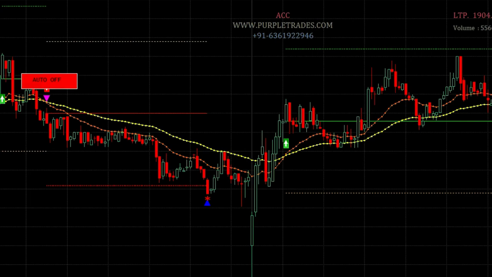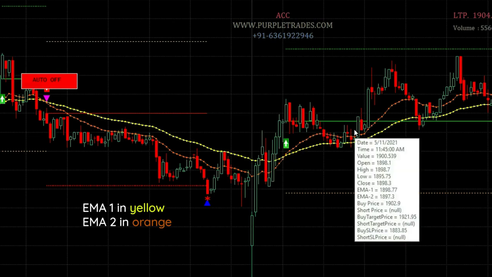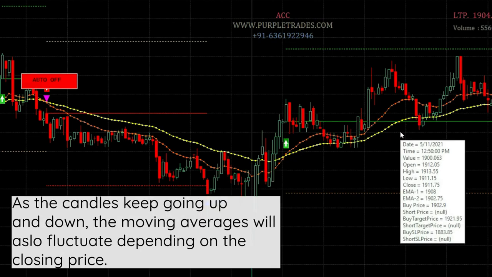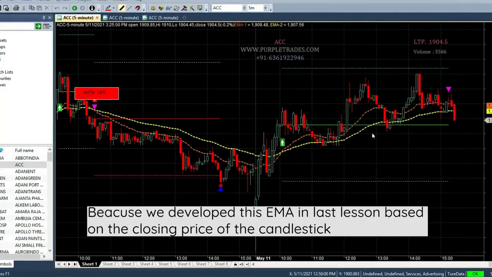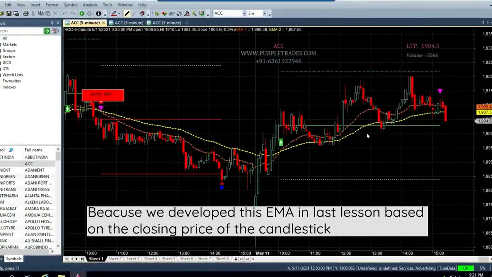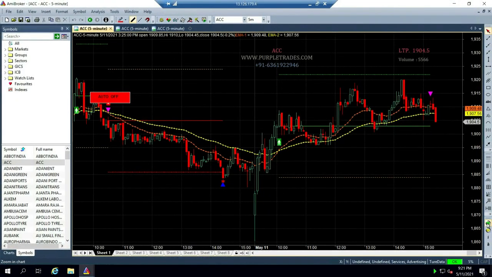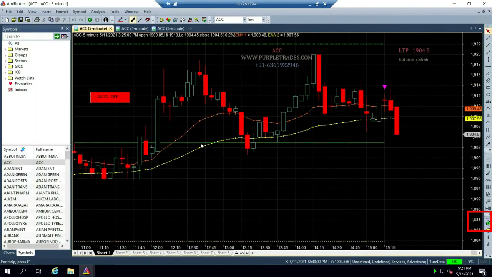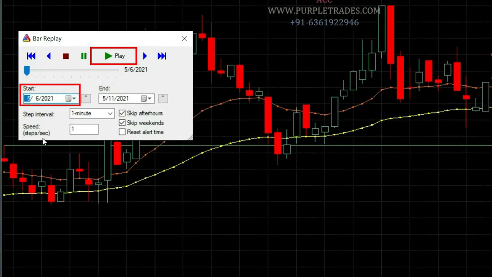Coming back to this video, today we have two moving average crossovers. One is in yellow color, the other is in orange color. Now as the candle keeps going up and down, these moving averages will also fluctuate depending upon the closing price, because if you have seen the previous video, we developed the EMA based upon the closing price of the candle. Now let me zoom in a little bit by clicking on this plus button, and run bar replay. I can click on this bar replay icon, and let us say I will run bar replay for May 6.